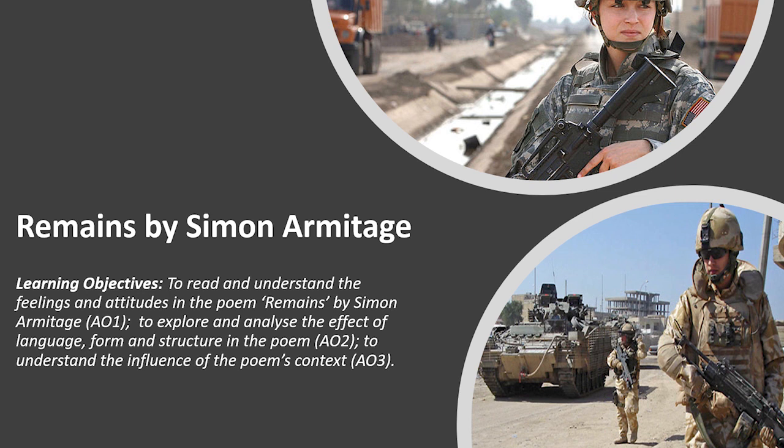That's assessment objective one. Then I'm going to give you some ideas about how you could explore and analyse the effect of language, form and structure in the poem. That's assessment objective two. And finally, for assessment objective three, I'm just going to give you a little bit of information to help you appreciate the poem's context, so where the poem comes from, what might have motivated Simon Armitage to write it.